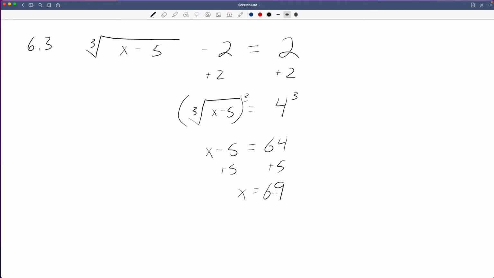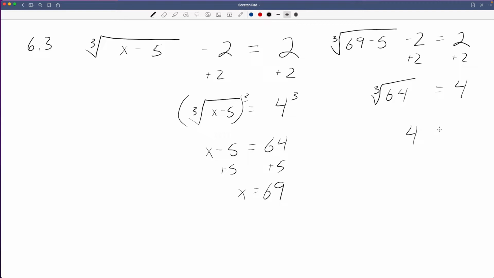Now we can check that just to make sure. If you look at the answer and you're not sure, you can always insert it and double check it. So here we have the original problem. I'm going to put 69 in for x. Minus 2 is equal to 2. Again, we're going to add 2 to both sides. So then we get the cube root, and 69 minus 5 is 64, and that's 4. And we know that 4 times 4 times 4 is 64, so 4 is equal to 4.